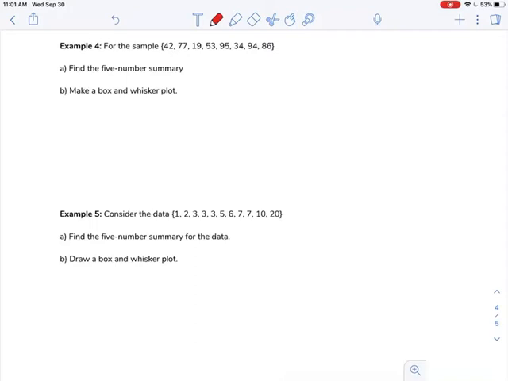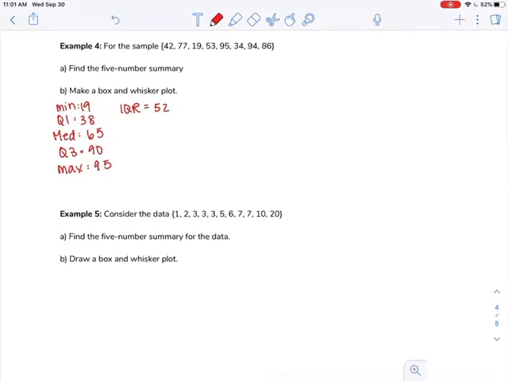So for our 5-number summary, I'm going to do this a little quickly. We're going to go straight ahead and I'm going to give it to you. So our minimum value is 19. Our quartile 1 is 38. Our quartile 2, or our median, is 65. Our quartile 3 is 90. And our max is 95. So we know that our IQR is 52.